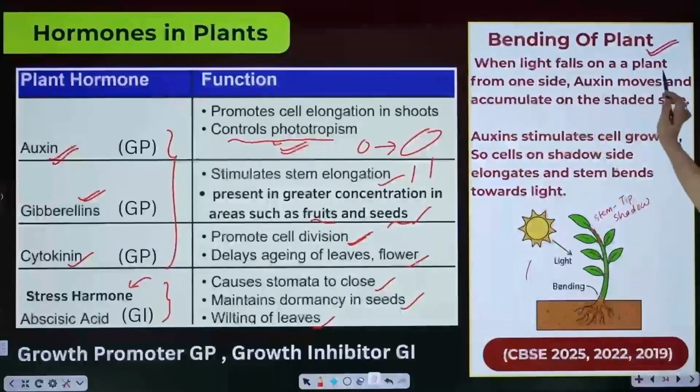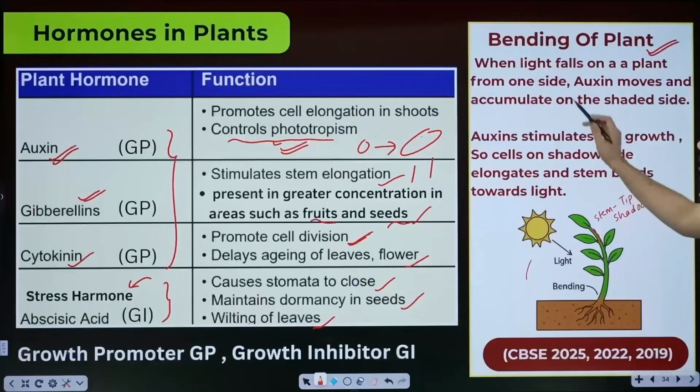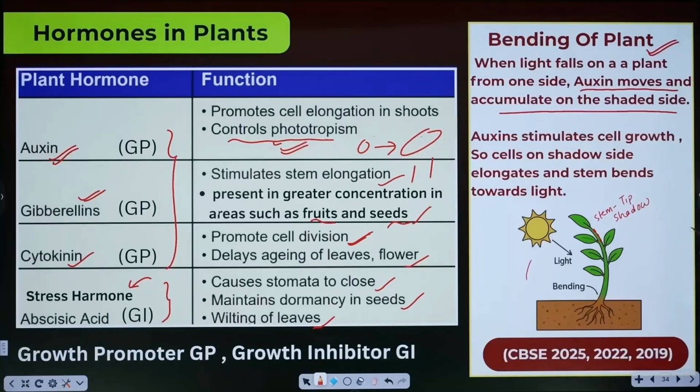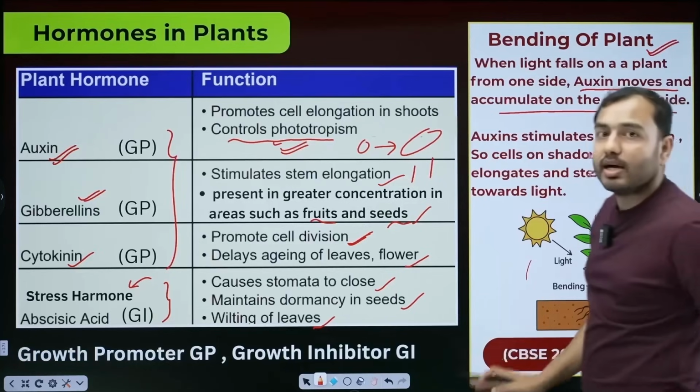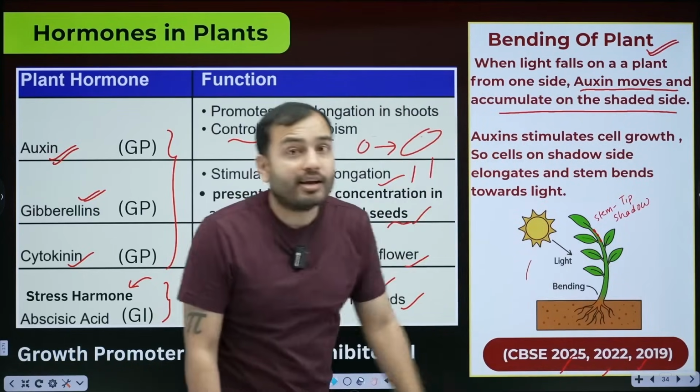When light falls on a plant from one side, auxin moves and accumulates on the shaded side. When the sun shines, auxin feels the heat. What does it do? It moves and accumulates on the shaded side. Auxin stimulates cell growth, so cells on the shadow side elongate. The cells grow big, and the stem bends towards the light. CBSE 25, 22, 19 asked this a lot. How does auxin cause the bending of the plant? So this and this diagram, both.